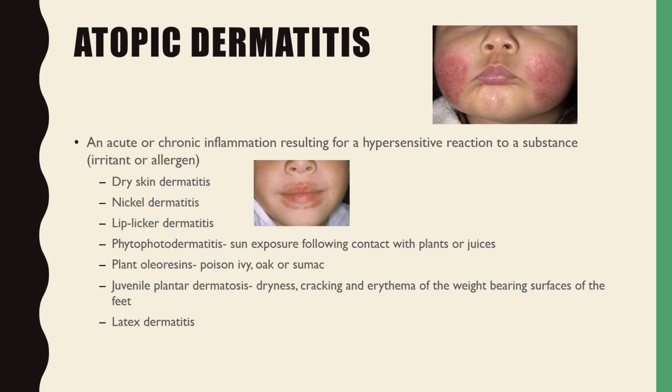Lip lick dermatitis. Photodermatitis, and this is sun exposure following contact with plants or juices. So a lot of times lime or lemon, and then sun exposure, and they can get that dermatitis. Plant oleoresin, so that's your poison ivy, oak, or sumac. Juvenile plantar dermatosis, this is dryness, cracking, or erythema of the weight-bearing surfaces of the feet. And then latex dermatitis.